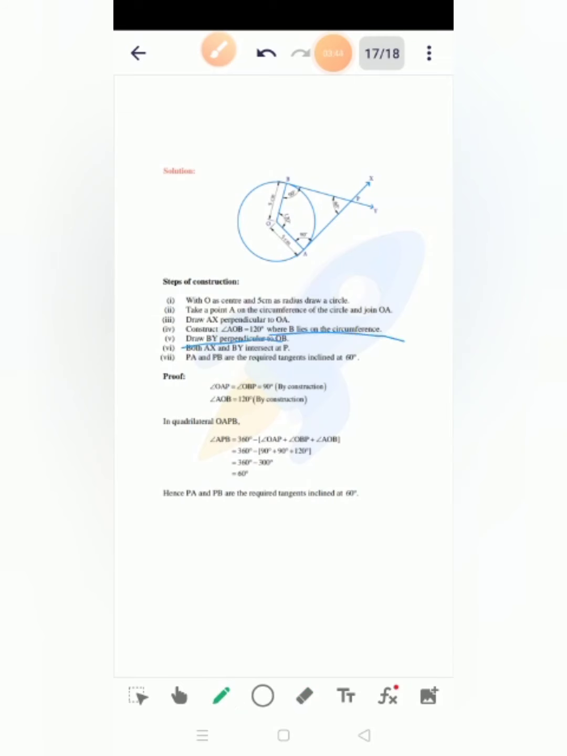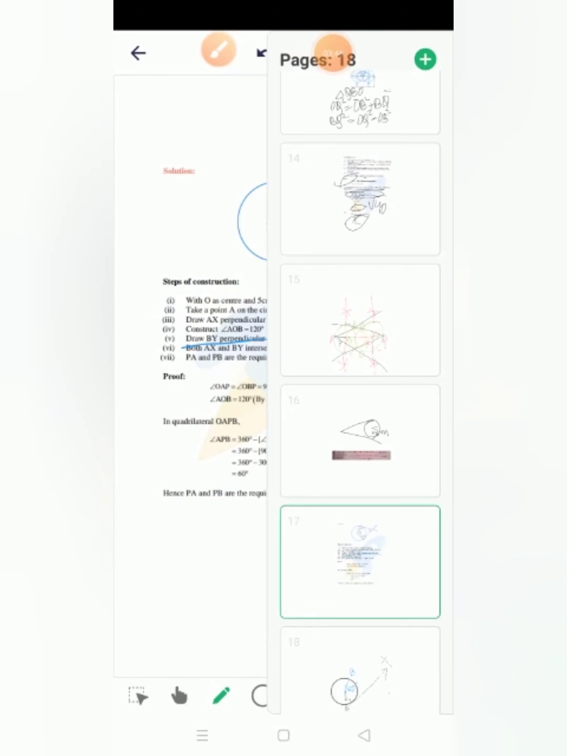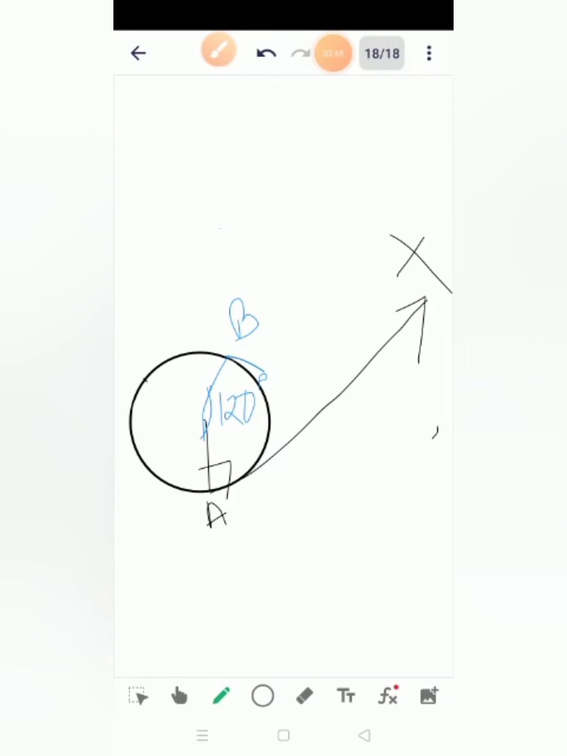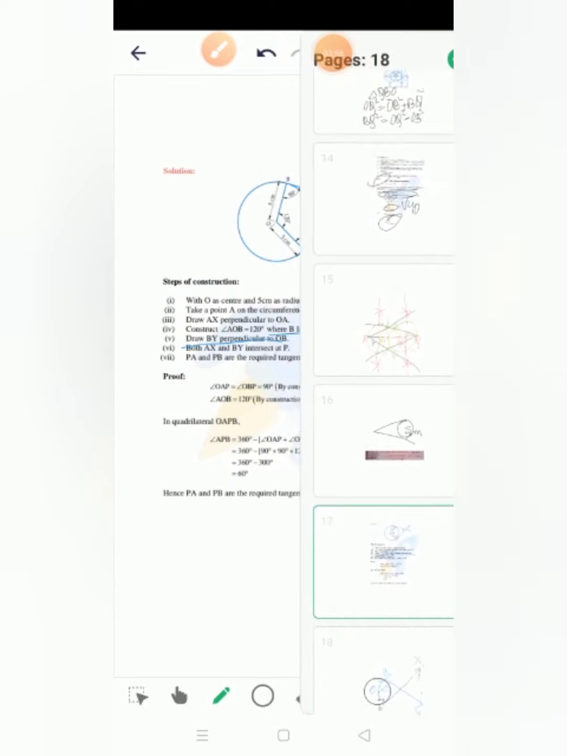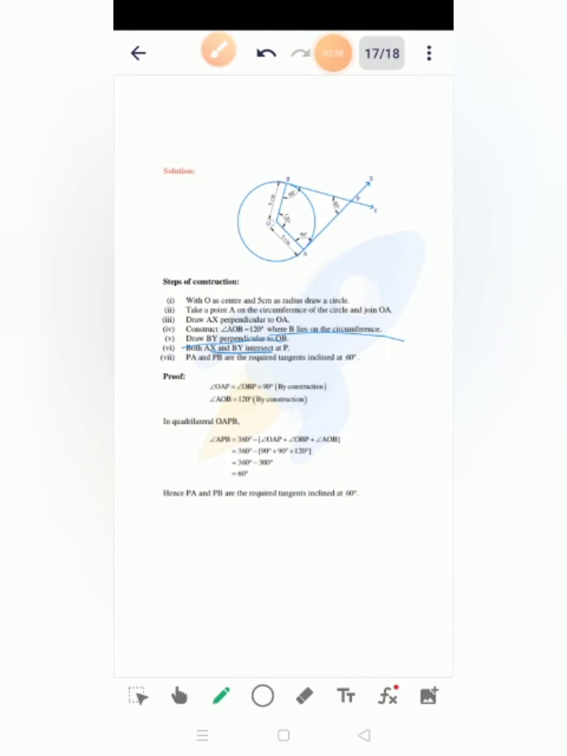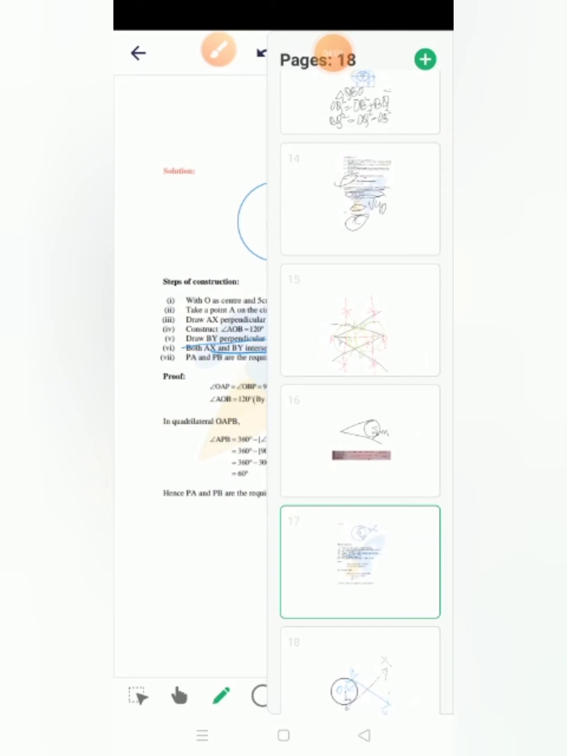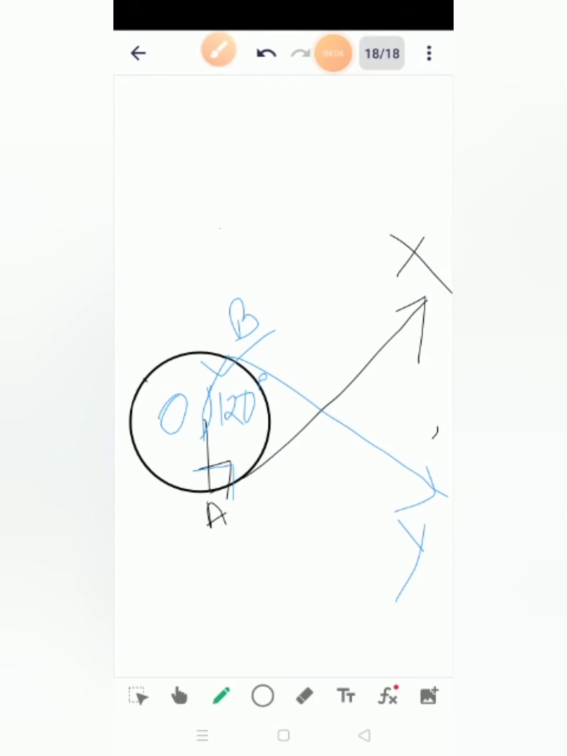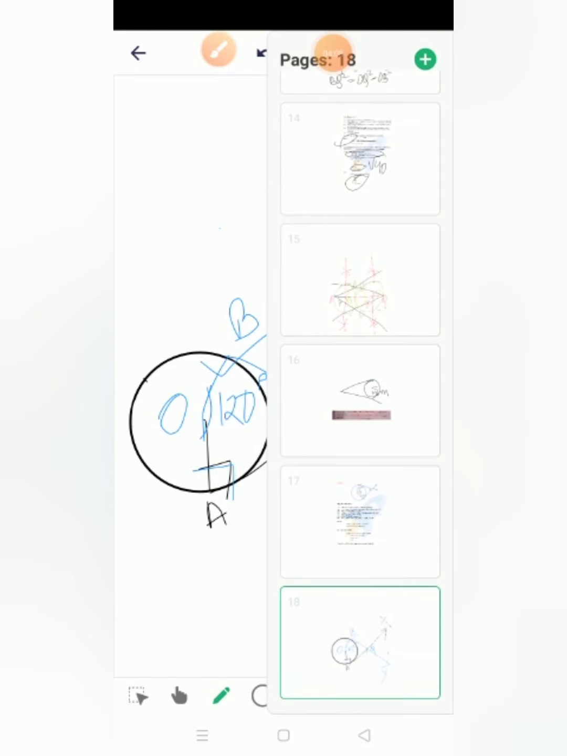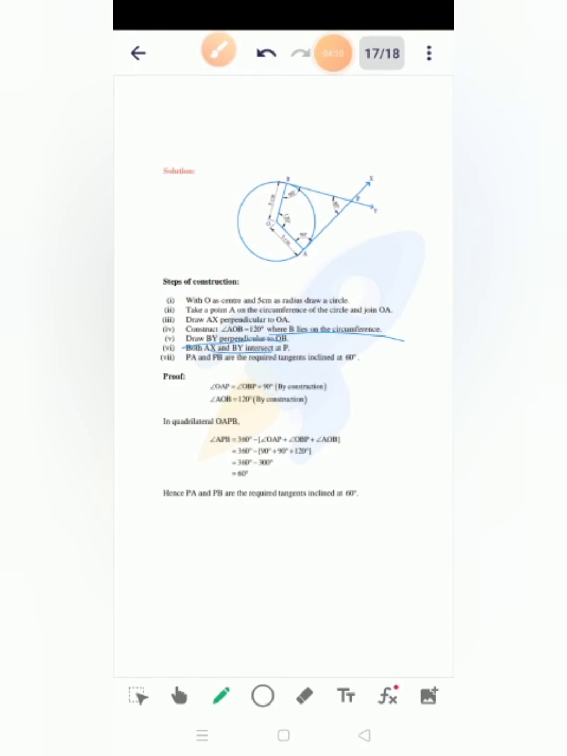Draw BY perpendicular to OB. After that, you draw BY which should be perpendicular to OB. It should be 90 degree. This is also 90 degree. And the next step is, look here, both AX and BY intersect at this point. Let's name this point as Q. And next step is, PA and PB are the required tangents.